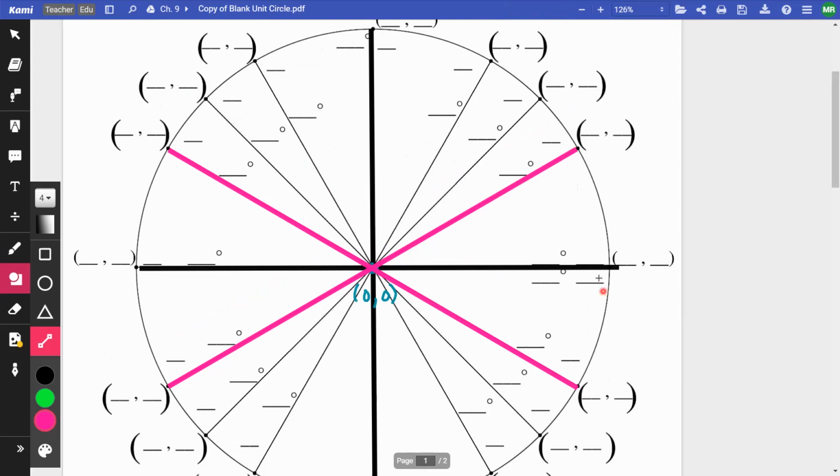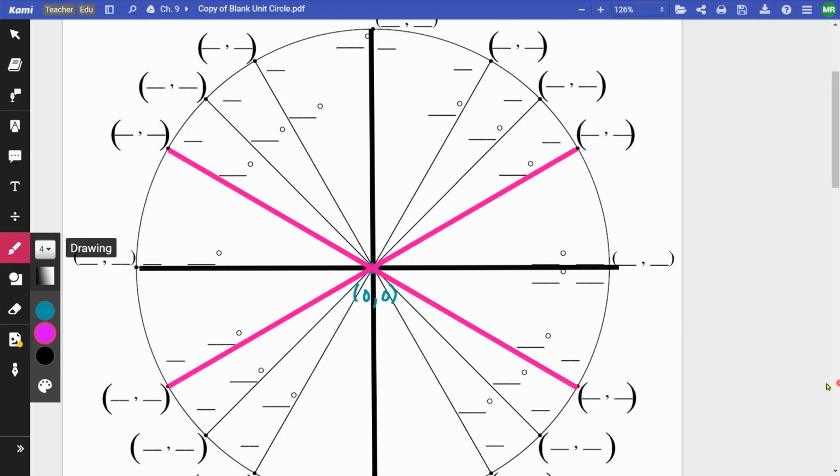Now, what this is going to represent is 30 degrees, okay? The ones I just drew, I'm 30 degrees above my x-axis here. I'm 30 degrees above here. I'm 30 degrees below here. I'm 30 degrees below here. So I'm going to color code.